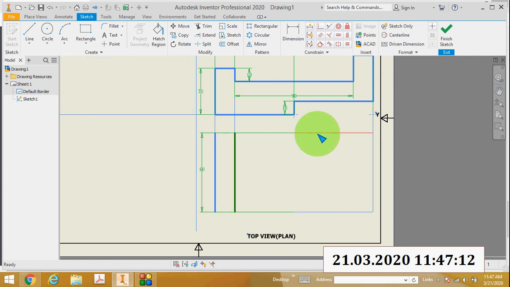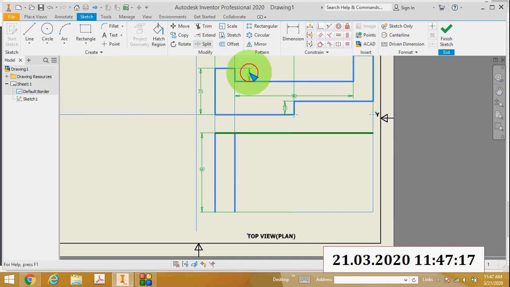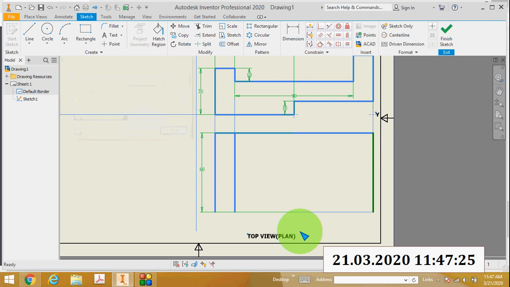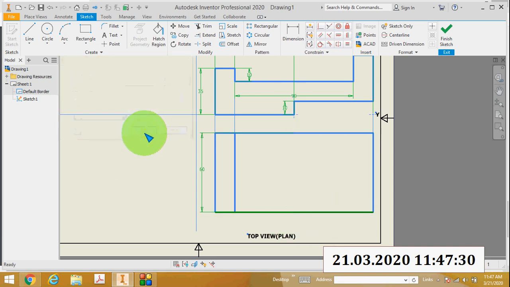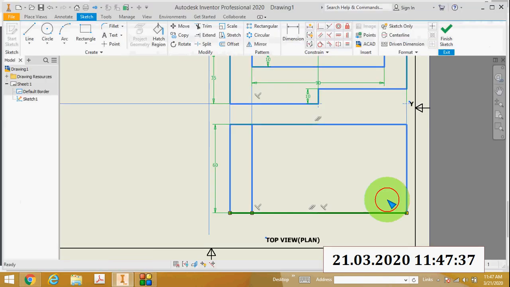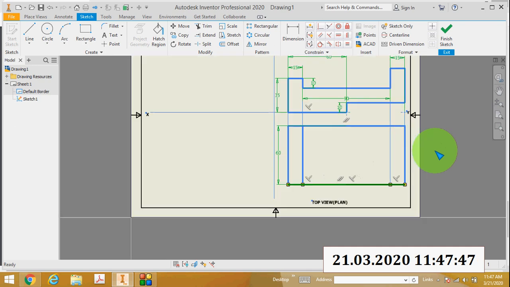Okay, before that I will thicken all the outer lines, boundaries. Then here there are two squares of 15 by 15 mm side in the right side. So here I will, this is the line. I will just project this line and project this line.